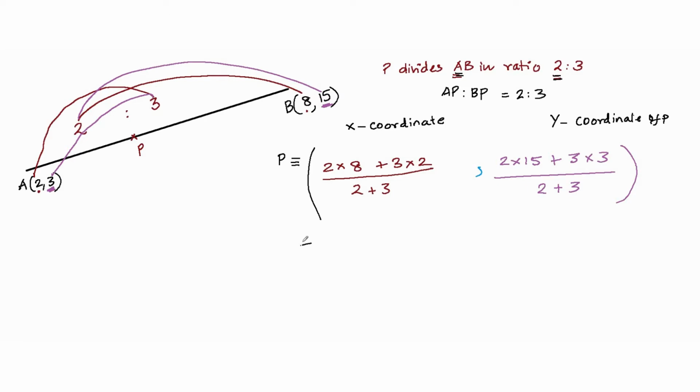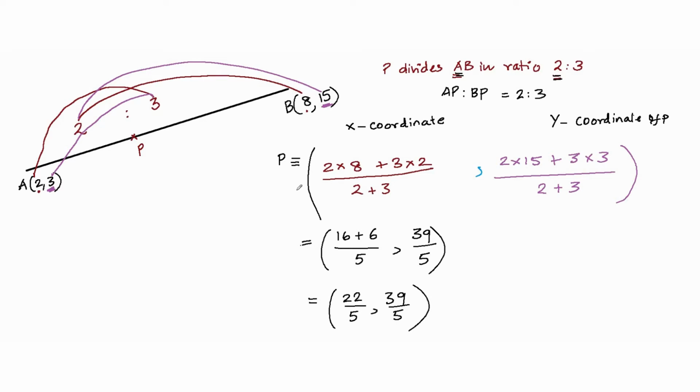Therefore, the coordinate is going to be 16 plus 6 divided by 5, comma, this is 30 plus 9 is 39 divided by 5. Therefore, the coordinate of P is going to be 22 upon 5, comma 39 upon 5. So using this particular section formula, I was able to find the coordinate of P provided the ratio was given. So let me now take one more example.